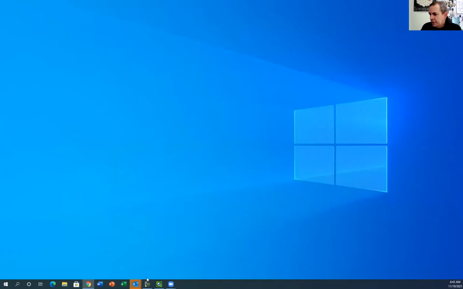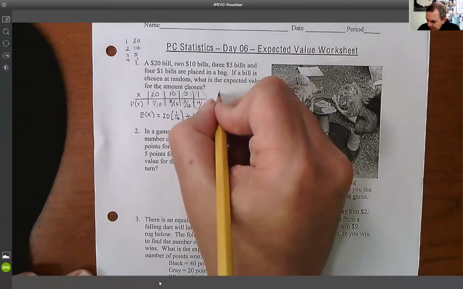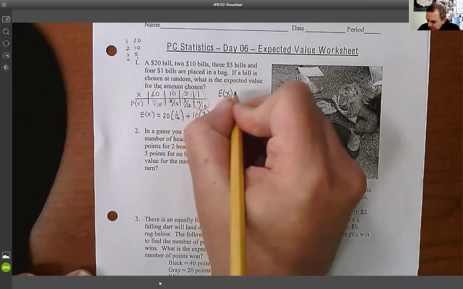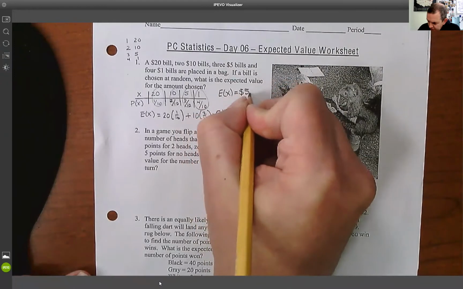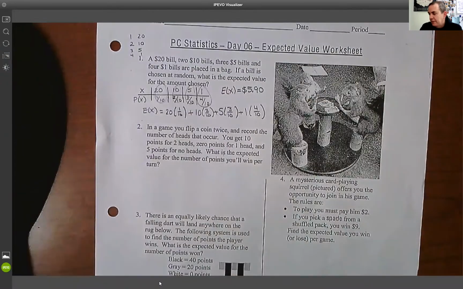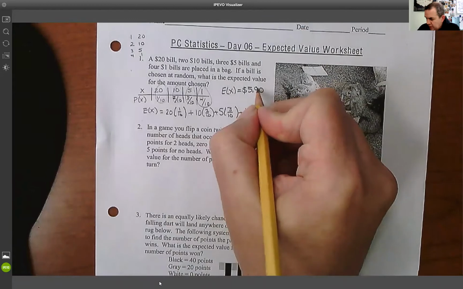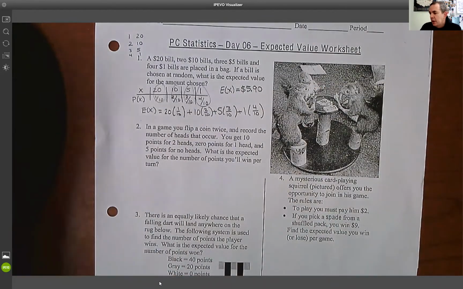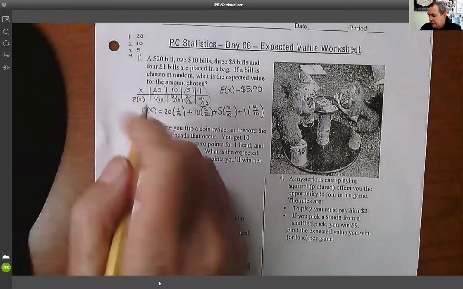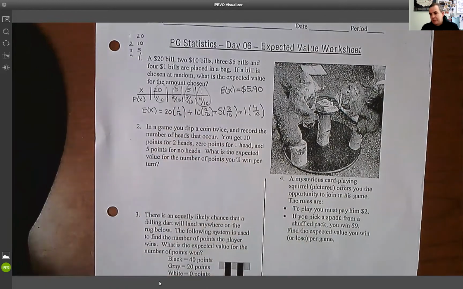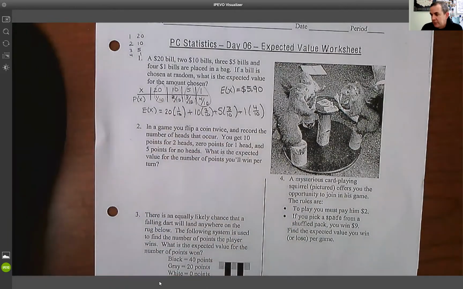So again, let me bring it back up. My expected value is $5.90. So on average, I would expect to win $5.90 over a long period of time. I know that's not one of the outcomes, but that's typically what happens with expected value.